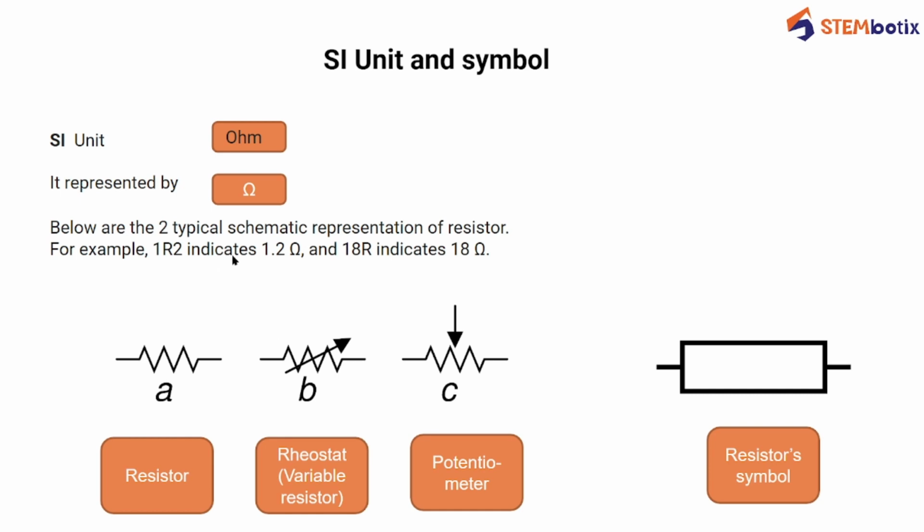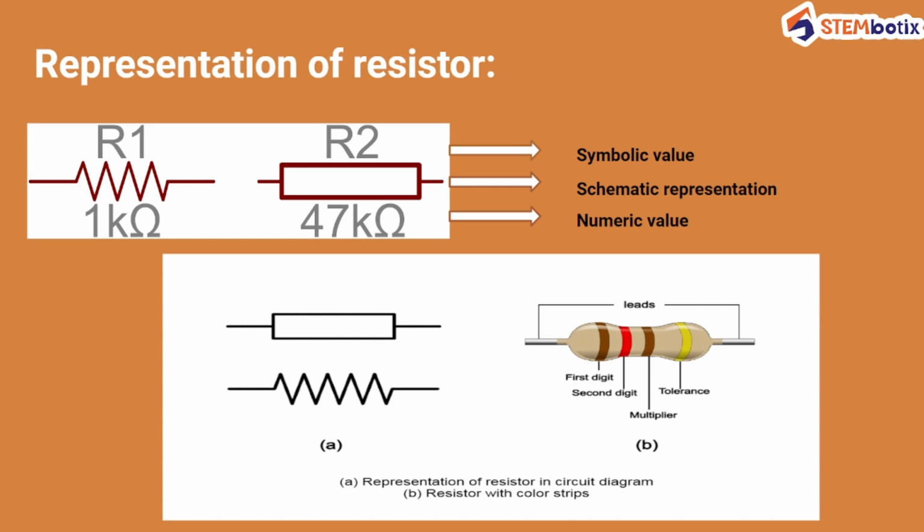Now below are two typical schematic representations we have just seen. For example, if its value is written as 1R2, then it means 1.2 ohms. And if it is written as 18R, then it indicates 18 ohm. Means the value of that particular resistance is 18 ohms. This is how the representation of a resistor takes place.